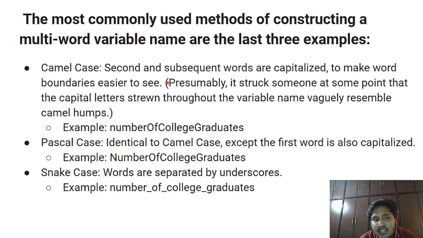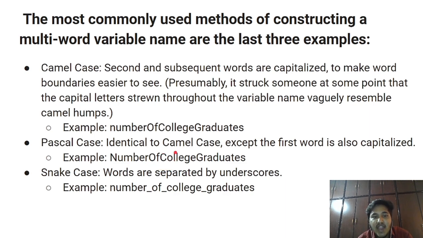So what is the camel case technique telling us? The second and subsequent words are capitalized to make word boundaries easier to see. The capital letters sticking out of the variable name arguably resemble a camel's hump. As you can see here, numberOfCollegeGraduates. The first letter is not capital, and the remaining words start with capital letters: O in Of, C in College, and G in Graduates. Yes or no? As you can see here, the second and subsequent words are capitalized. That is what we call camel case.